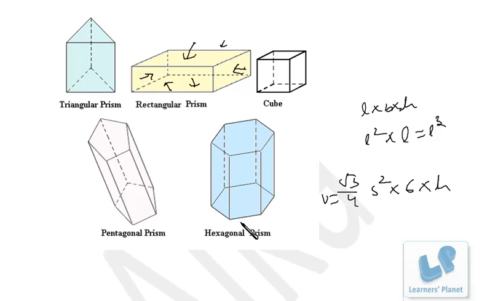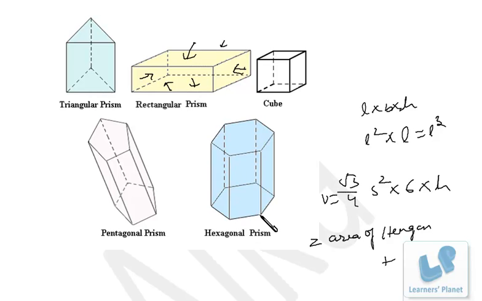And if we talk about the total surface area, the total surface area will be the area of this hexagon, the area of this hexagon. So 2 times the area of the hexagon, plus there are 6 rectangles like this. So height into the side of this hexagon, that will be the area of each rectangle, right?